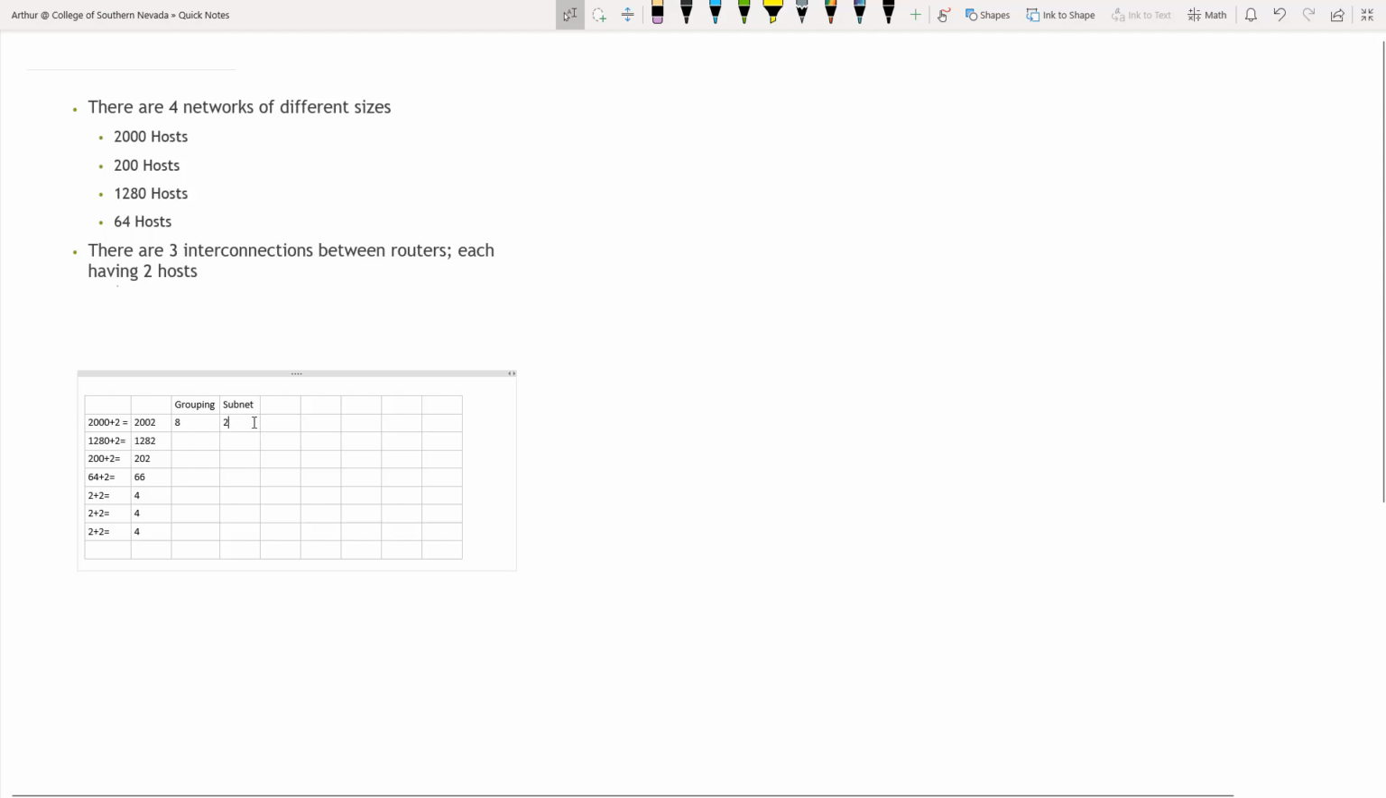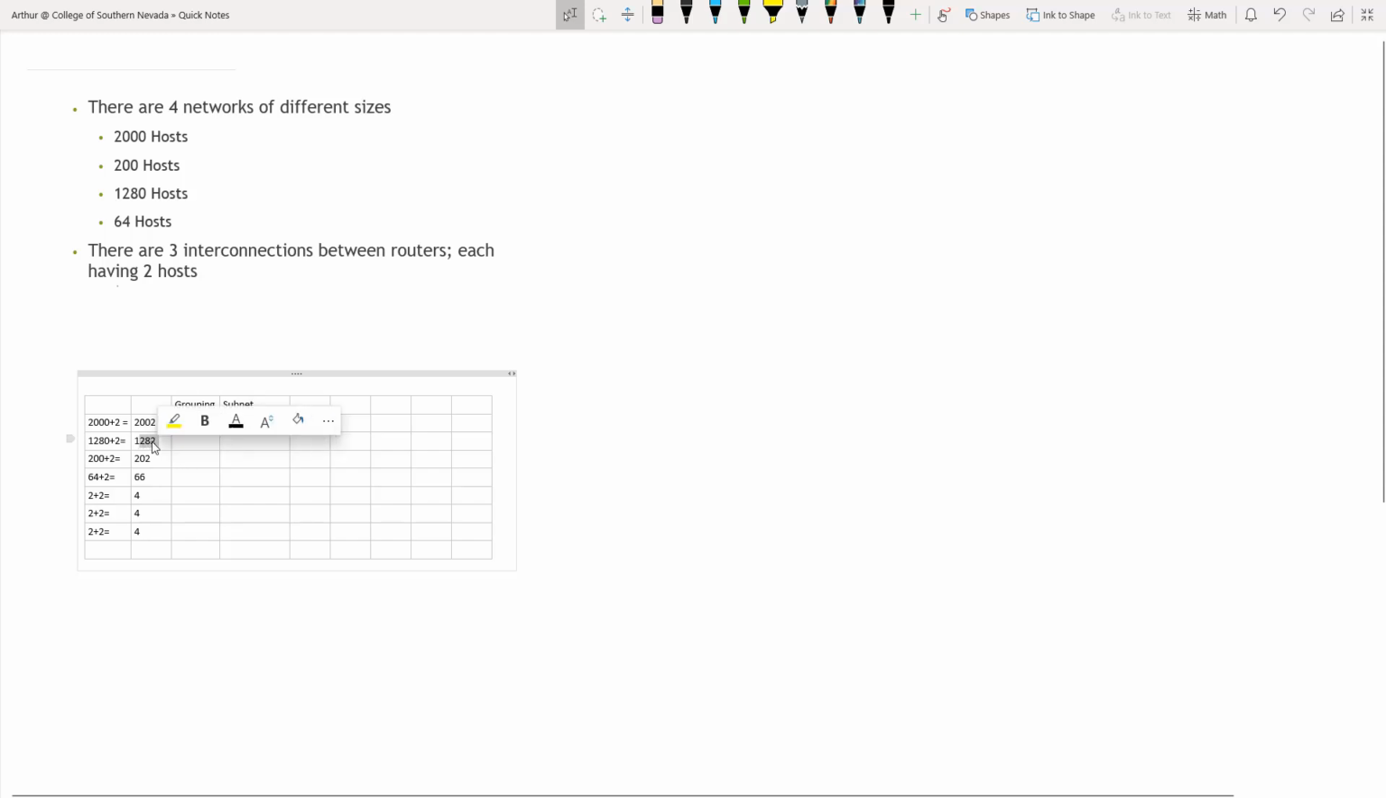So let's fill that in our chart. This will be 255.255.248.0. The important part here is realize that we are working in the third octet. That becomes important when we start figuring out our subnet.